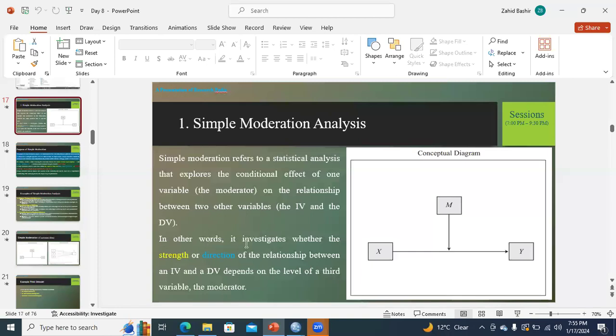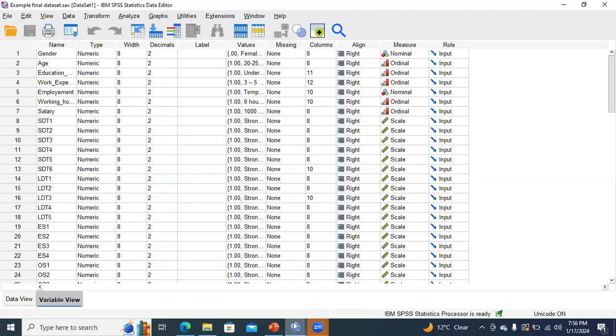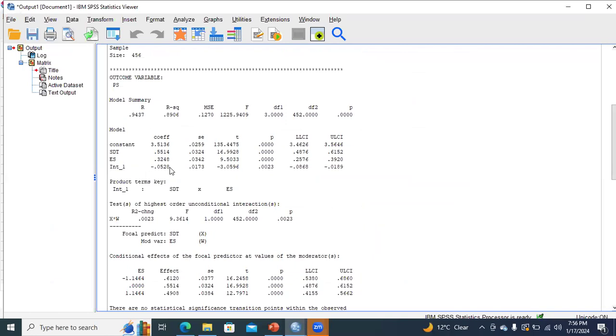So you can see, in other words, that it investigates whether the strength or direction of the relationship between IV and DV depends on the level of a third variable. So in this case we can see that the strength has changed because it has decreased the impact. You can see over here there is a negative sign, but if this appears with a positive sign, it means the moderating variable has increased the impact of the independent variable over the dependent variable. So I hope you can understand this.